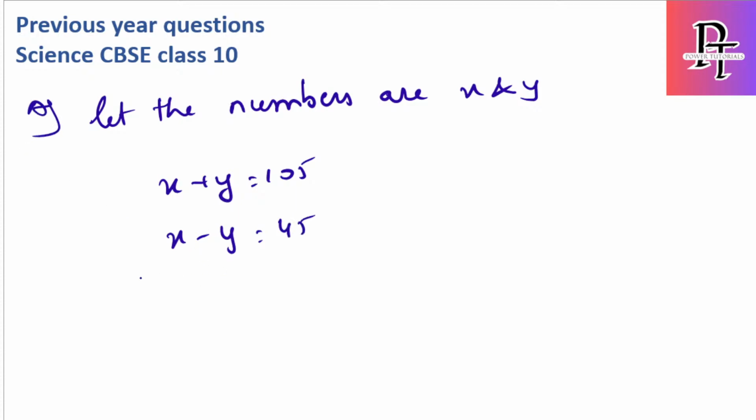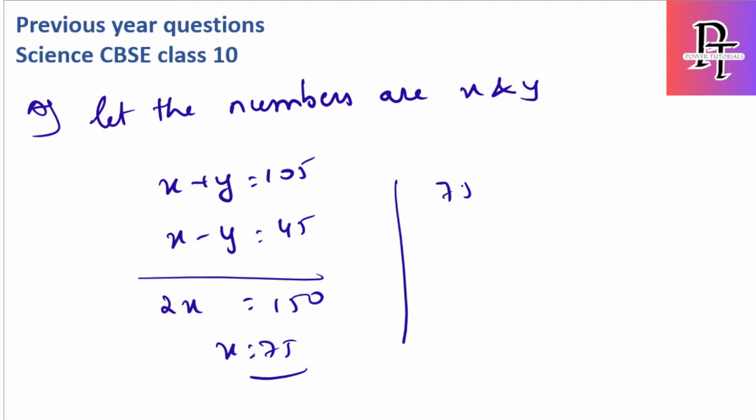So simple, I'm just going to add those two equations. It becomes 2x is equal to 150. So x is equal to 75. If x is 75, 75 minus y is equal to 45. So y becomes 75 minus 45, which is 30.